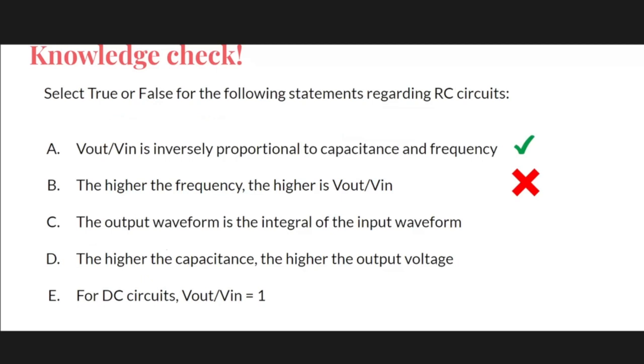The output waveform is the integral of the input waveform. Yeah, I think it's true. Yeah, that's the integral. The higher the capacitance, the higher the output voltage. I don't think, no, that has nothing to do with that. And finally, for a DC circuit, the output-input ratio would be 1. That is correct because for a DC circuit, the frequency is 1. Oh no, the frequency is 0. Yes, because it's just a single current. So it would be 1.